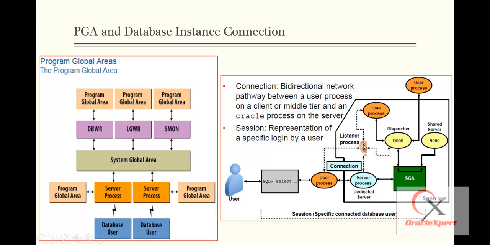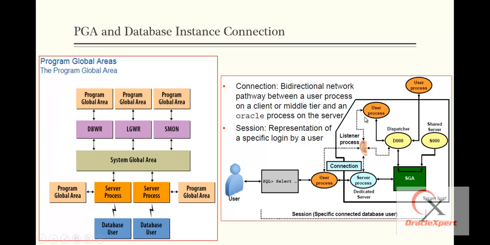So this connection, which is initiated via some user process, hits the listener saying, hey, I am interested in connecting to this particular database instance. Would you facilitate the initial connection making part? This is the request that comes in from the user to the listener.